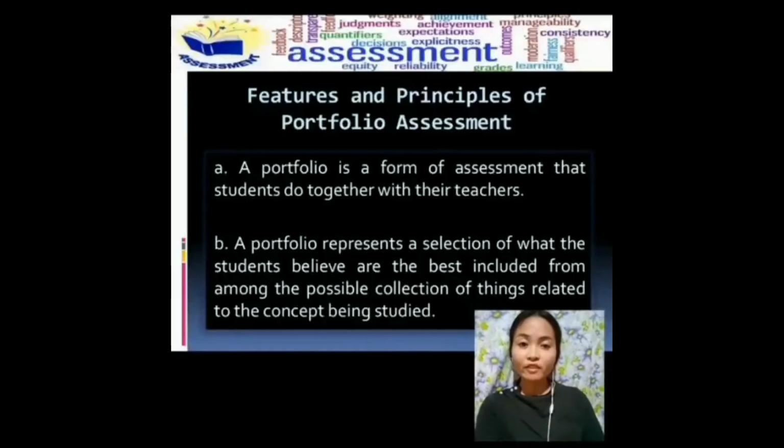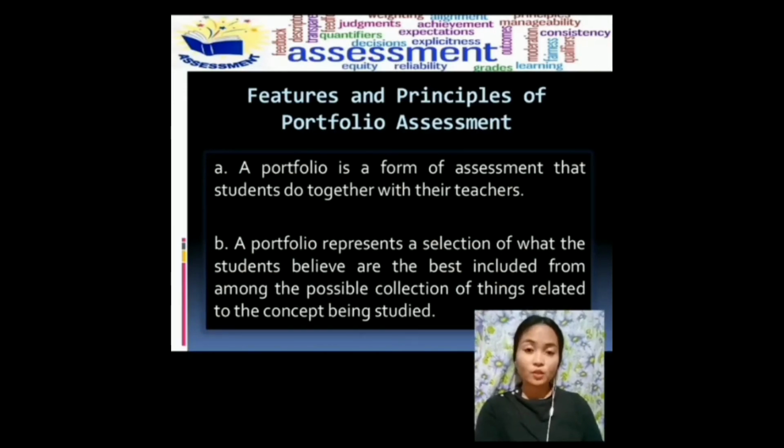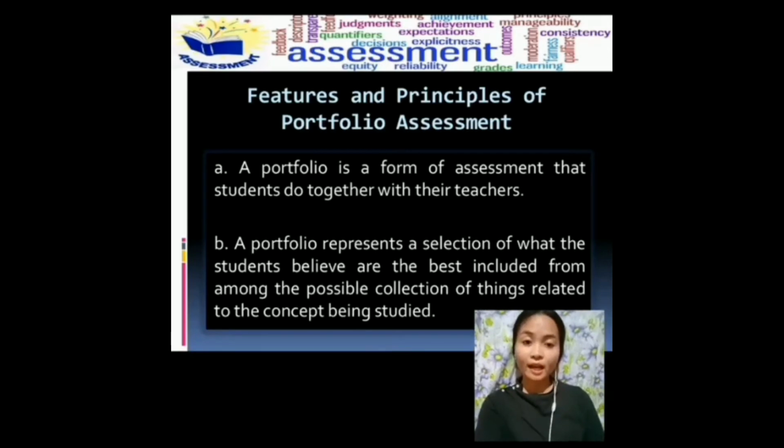And now we have the features and principles of portfolio assessment. A portfolio is a form of assessment that students do together with their teachers. So we all know assessment is a tool where the teachers can deliver their lessons. Portfolio is one of them. So in assessment we have the authentic and non-traditional.